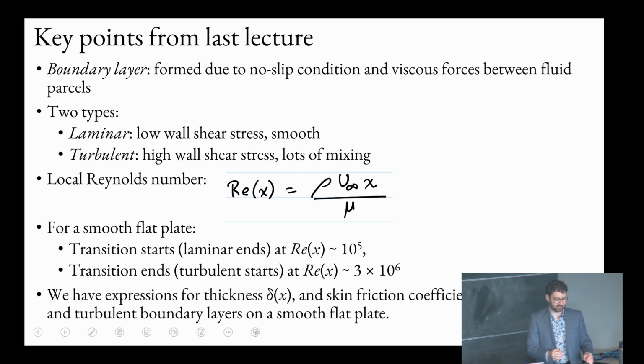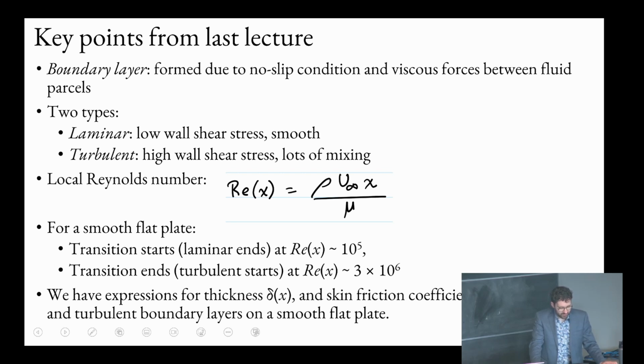There's two types of boundary layers, laminar and turbulent. Laminar boundary layers have low wall shear stress and they're smooth. They're called laminar because they're laminar flow, which is usually smooth. Turbulent boundary layers have a high wall shear stress, lots of mixing. The video last lecture that we saw was a turbulent boundary layer. So it's a very complicated flow phenomena.